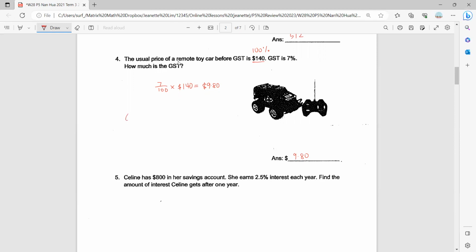You can also do it using the unitary method, which means 100% is 140. Then you find 1%. Then after that, you find 7%. So using this way, you'll divide by 100. You get 1.4. Then after that, you take 1.4 times 7. Okay, both ways are fine, whichever you're comfortable with.